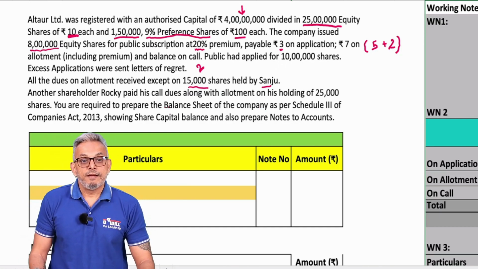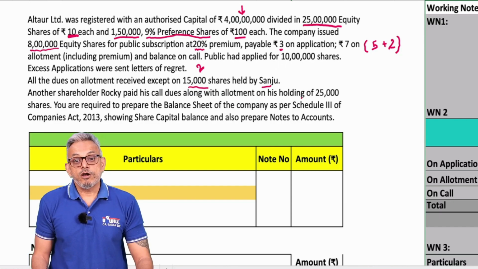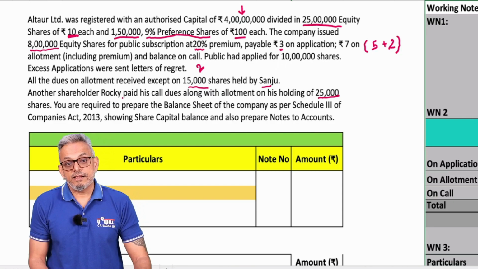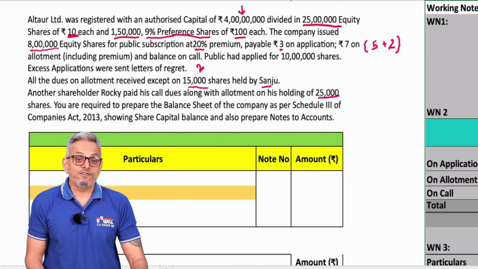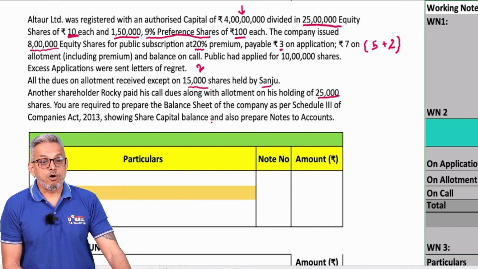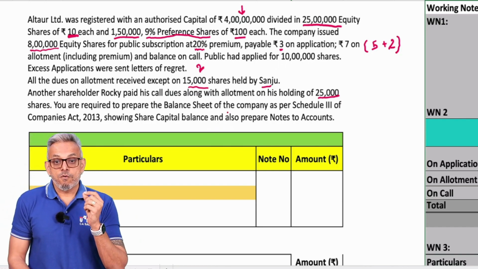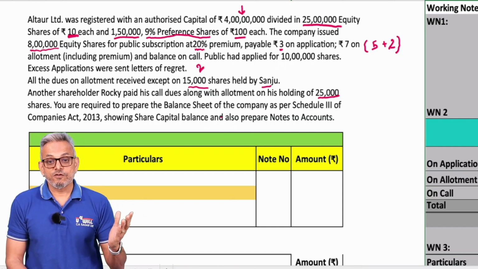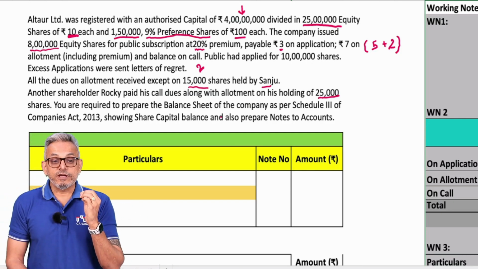Now, Rocky paid his calls due along with allotment on his holding of 25,000 shares. Now, I'll discuss this in detail. Rocky has paid his call along with allotment money. So, this is calls in advance. Now, Rocky has paid this money in advance. Now, over here, you are required to prepare the balance sheet and show share capital balance and also prepare notes to accounts. Now, my dear students, यहाँ पे आपको क्या ध्यान देना है?